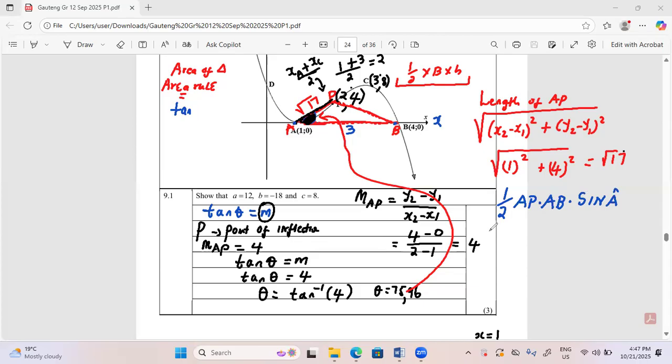So it's easy to find the area now. You say half of, what is AP? Square root of 17. What is AB? 3. What is angle A? 75.96. Then you press your calculator, and you will have the area of triangle APB. It was very interesting. I think the trick here was to find angle A. The rest you can do.